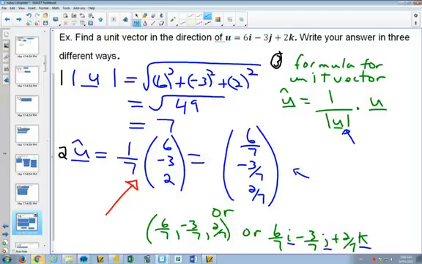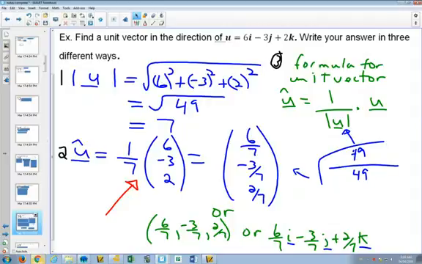Now, if you were to take this and do a squared plus b squared equals c squared, what you would notice is you'd have fractions. And all those fractions, when you square them, would have 49 on the bottom, right? And we already know that the length of 6, negative 3, 2 was 7, and you would have 49 in the top of that square root as well. And then, of course, 49 divided by 49 is 1, and when you square root that, you get 1 as well.